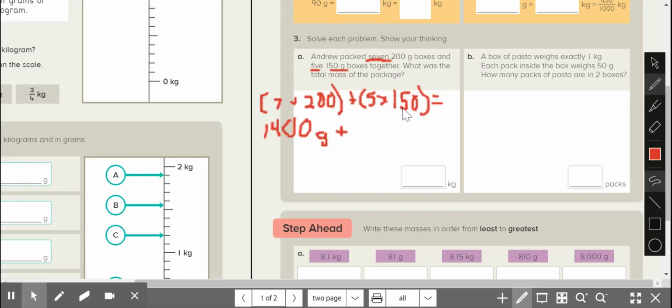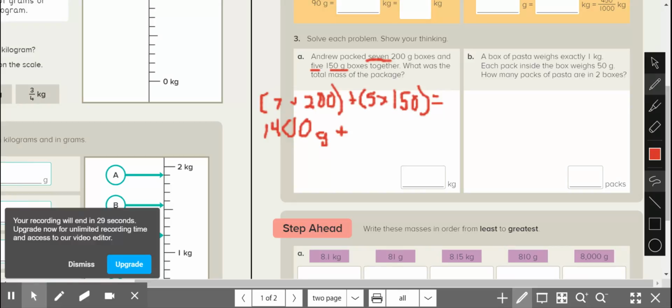Now 5 times 150 is a little trickier. So take a minute to try and figure that out on your own. Pause it and then come back. 5 times 150 is 750 grams. If we add these together, we end up with 2,150 grams, but the problem's asking for it in kilograms. So we'll write that as a decimal fraction. 2 and 1.5 kilograms.